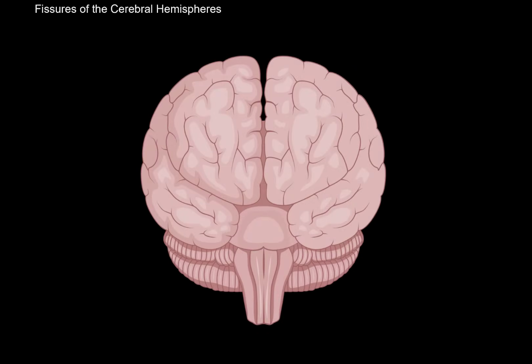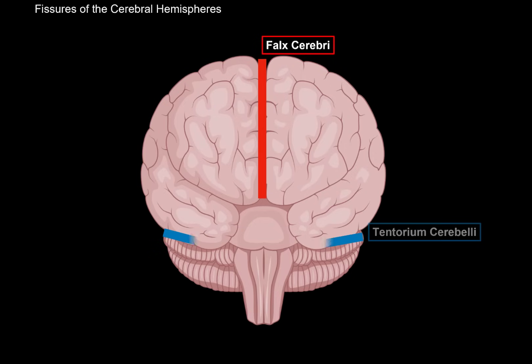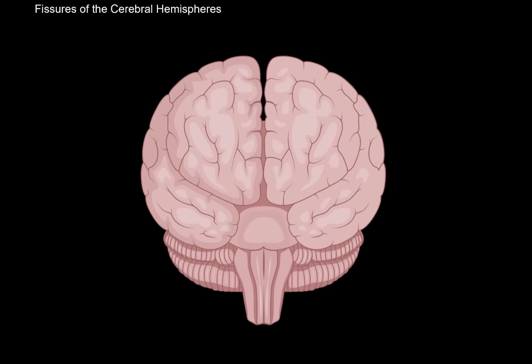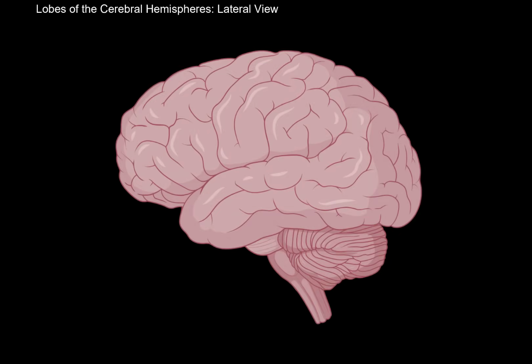So if we go all the way back to the fissures we were talking about, the falx cerebri is here in the longitudinal fissure. The tentorium cerebelli is located here in the transverse fissure of the cerebrum. So that was the surfaces and the fissures of the brain. Let's now look at the lateral view to finally cover the lobes of the cerebral hemispheres.